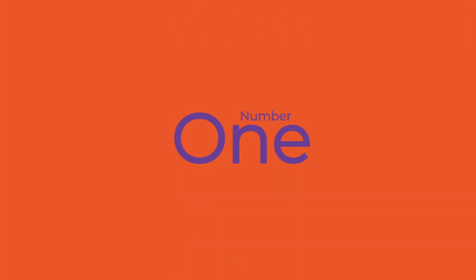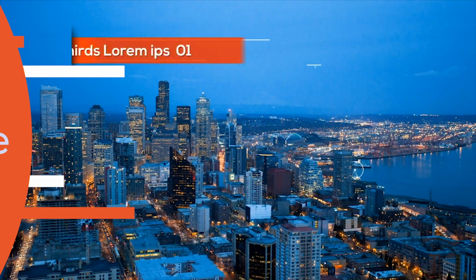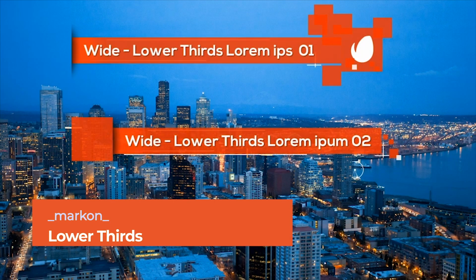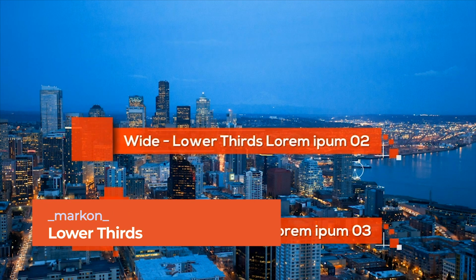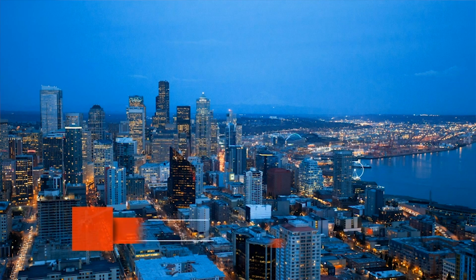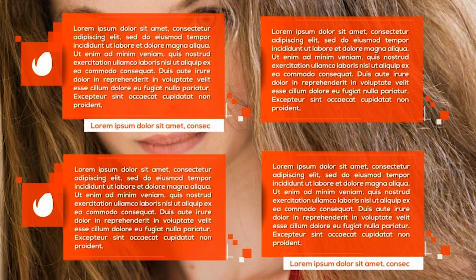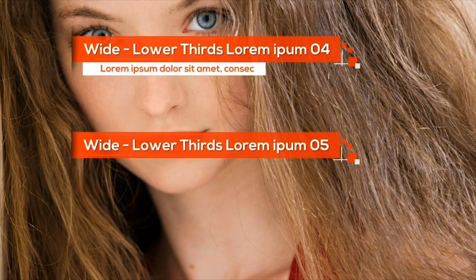Number 1. Lower Thirds by Marcon. At number 1 today, we have this simple lower third After Effects pack that is perfect for TV shows and interviews. With 18 templates to choose from, customizable colors, and logo display options, you can create the lower third that best helps you tell your story.